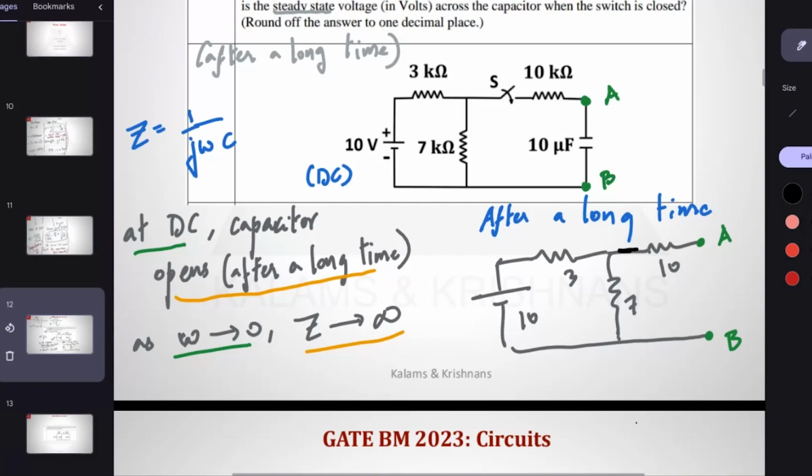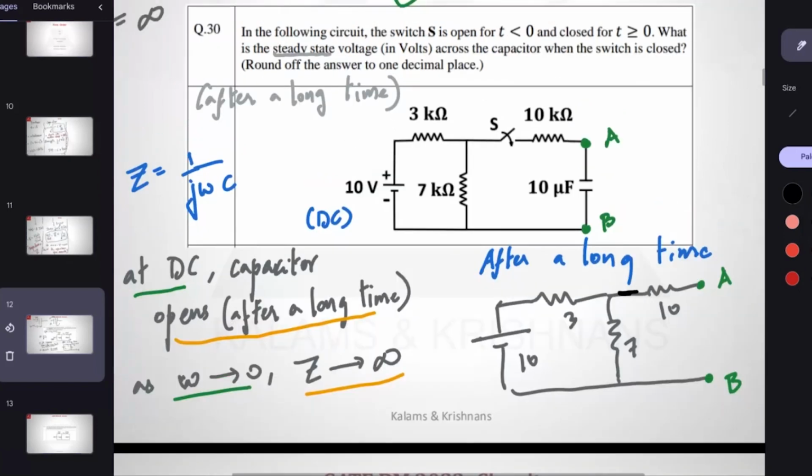What they are asking is, let me also know what is the steady state voltage across the capacitor when the switch is closed. So when the switch is closed, the steady state that is after a long time, this is the circuit that we have. Capacitor is not there. It opened up. Its resistance became infinite. Okay, so some of you are doing fine. So what is the voltage across the capacitor? Essentially, what is VAB? That is what right now we want.